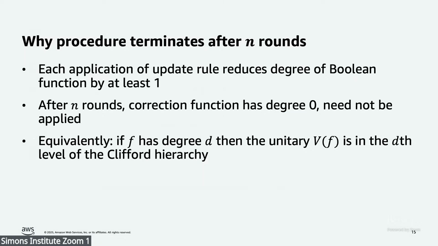So maybe for the sake of time, I'll just continue and say, right, if you believe me that the degree of the function decreases by 1 each time you apply the update rule, and the degree can be at most n at the beginning of the protocol, then you have to apply the update rule at most n times before you end up with a Boolean function of degree 0, which is a constant Boolean function where you don't have to apply the correction anymore. An equivalent way of seeing this is that the QRAM unitary is in the nth level of the Clifford hierarchy, which is maybe surprising because it requires 2 to the n gate complexity, but it actually doesn't climb that many levels of the hierarchy due to its structure.